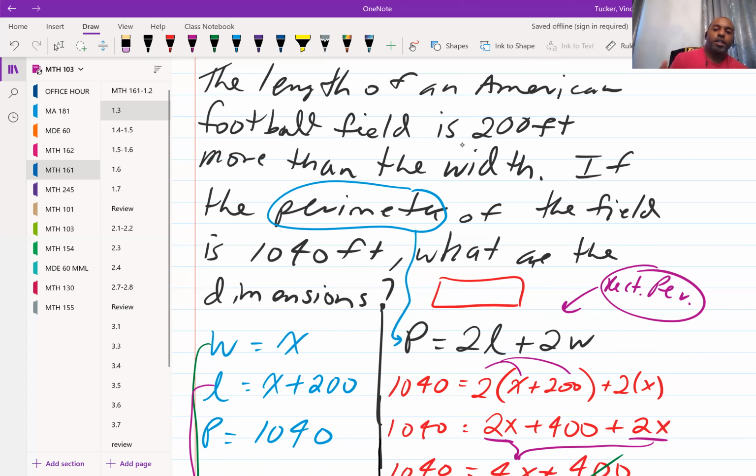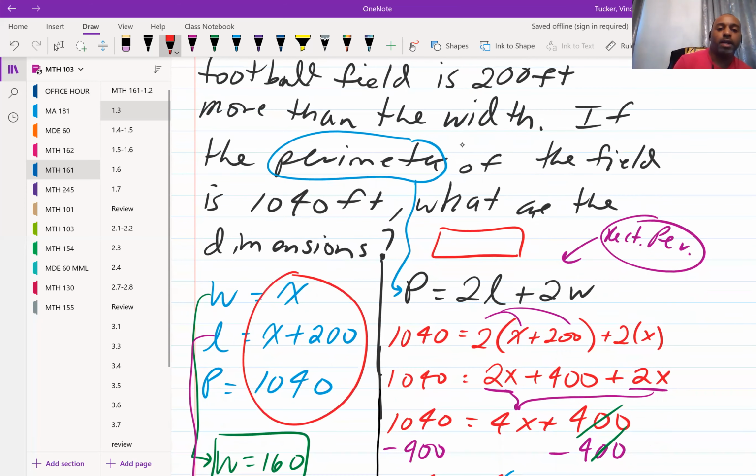Okay. The perimeter is 1,040 feet. So we have our three pieces right there for the formula: X, X plus 200, then 1,040 feet. And then we go ahead and plug them into the formula. And that's what I did right here. Where P was, I put 1040. Where L is, I put X plus 200. Then I just put X in where W is. Everybody okay?